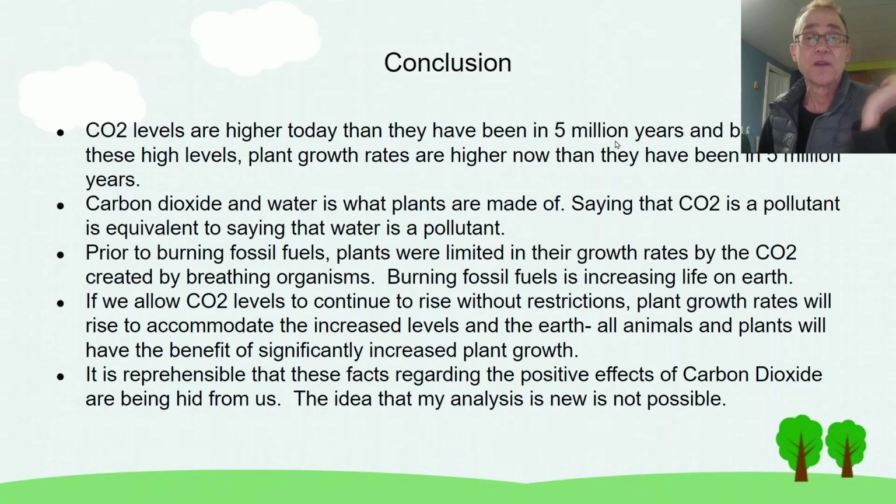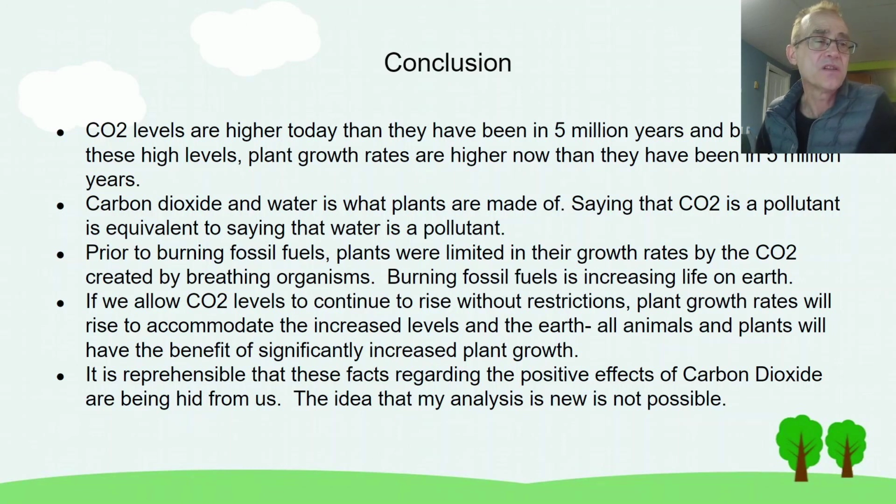So, ultimately, what are my conclusions? Carbon dioxide levels are higher today than they have been in 5 million years, and because of these high levels, plant growth rates are higher now than they have been in 5 million years. Carbon dioxide and water is what plants are made of. Saying that carbon dioxide is a pollutant is equivalent to saying that water is a pollutant.